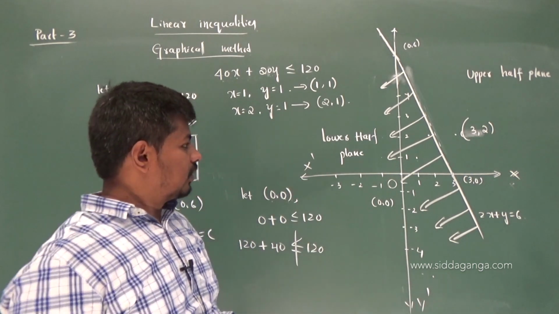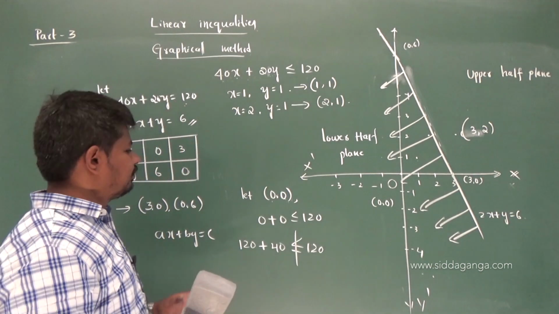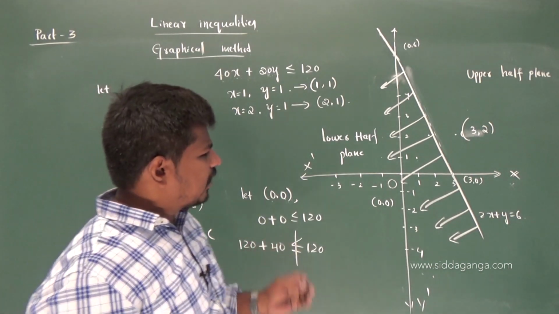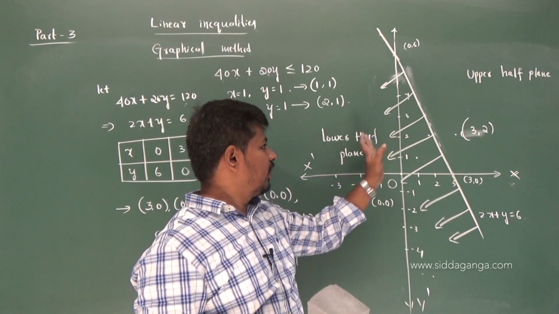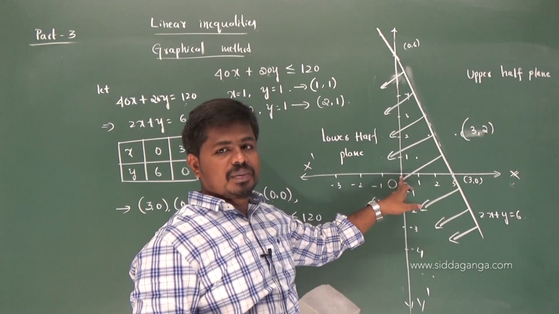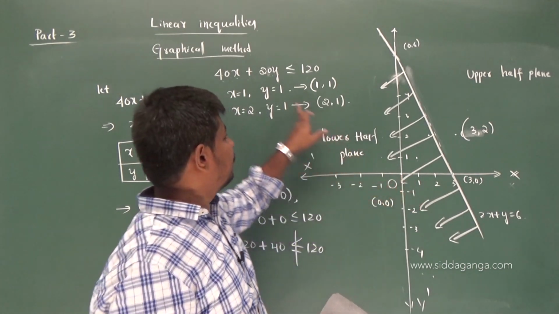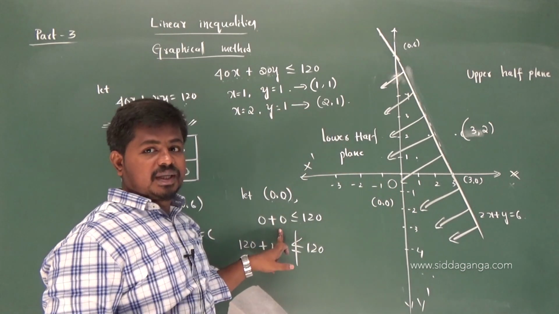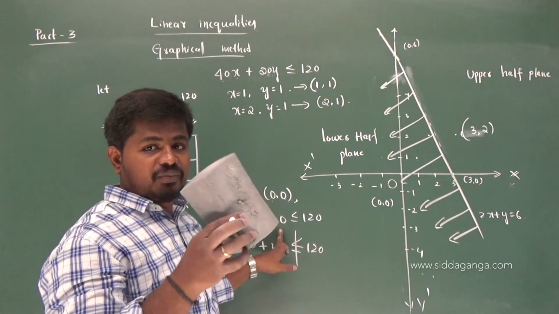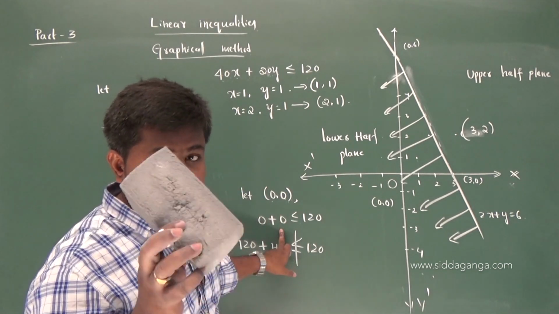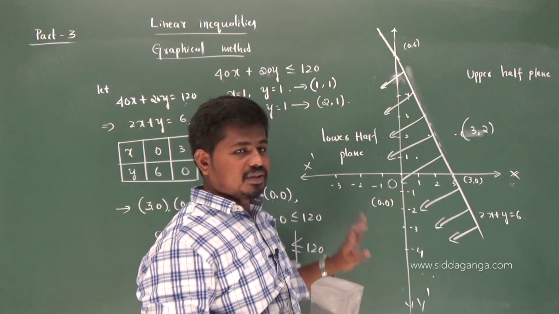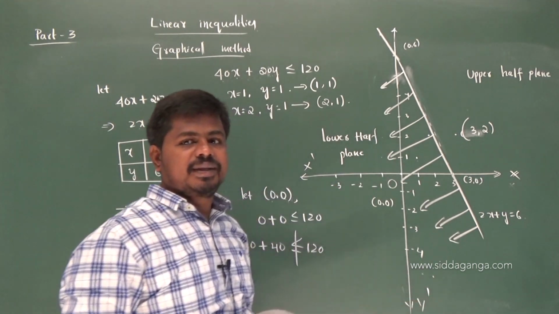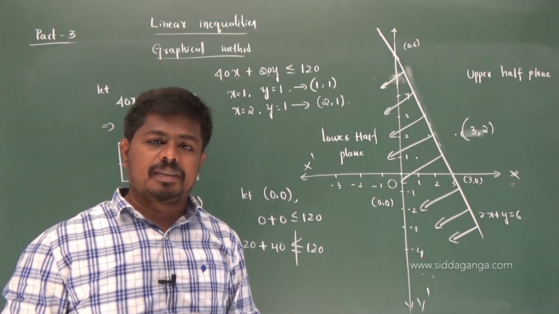Now after this, take any point from any plane. Usually when we have lower and upper half planes, take (0, 0) from the lower half plane and substitute in the given inequality. If it is true, then the region from which you have taken the point (0, 0) becomes the solution region. Then you have to mention this is the solution region, or you can write as the conclusion, hence the lower half plane becomes the solution region.